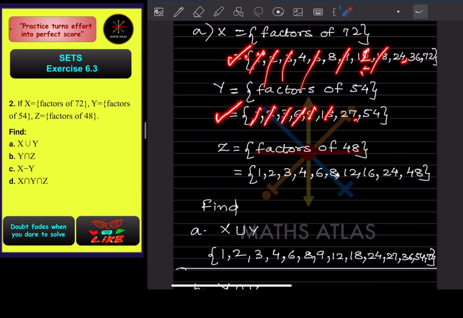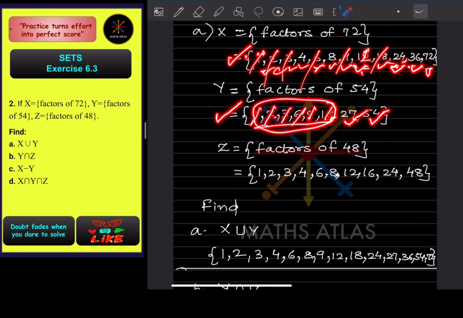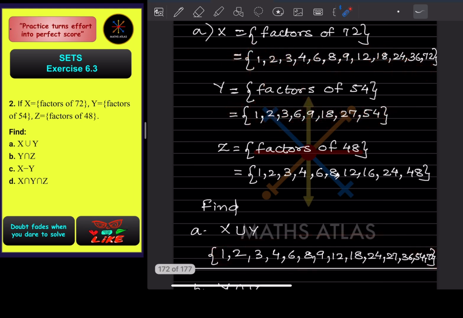So what we have to do, we have to write these numbers, we are not going to repeat them. Whenever there is a union, we are just going to write it once. So what we can do, 1, 2, 3, 4, 6, 8, 9, then 12, 18, then 24, then you write 27, then 36, then 54 and 72. These are all the numbers you have to write, because these are already there in x, you don't have to repeat them. Whatever numbers are not there, you write only once over here. So that is the x union y.